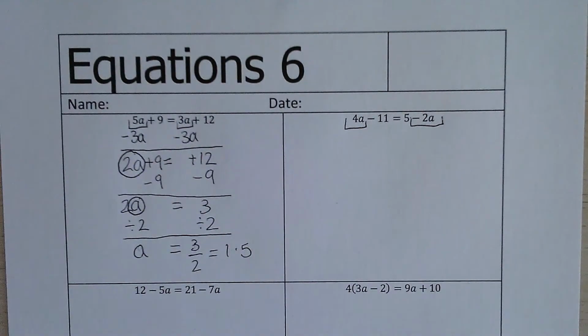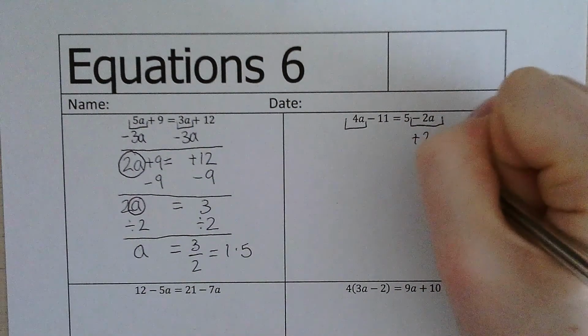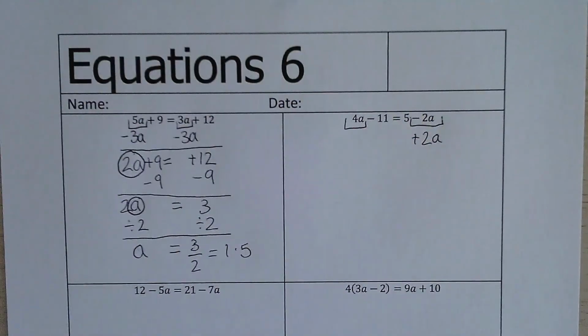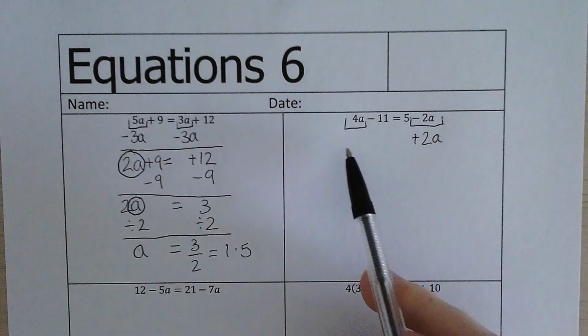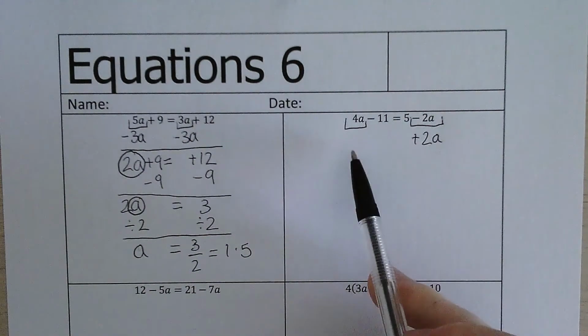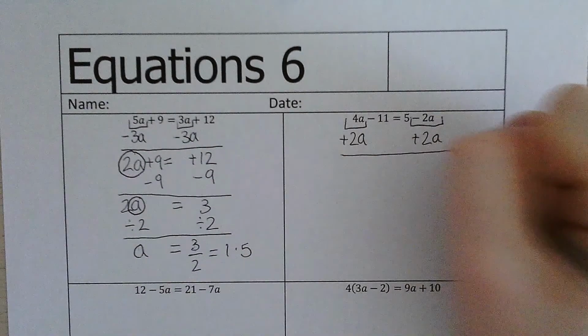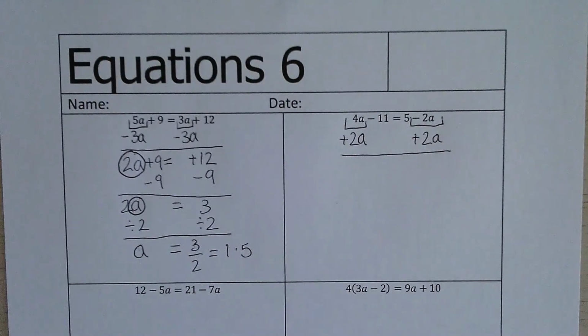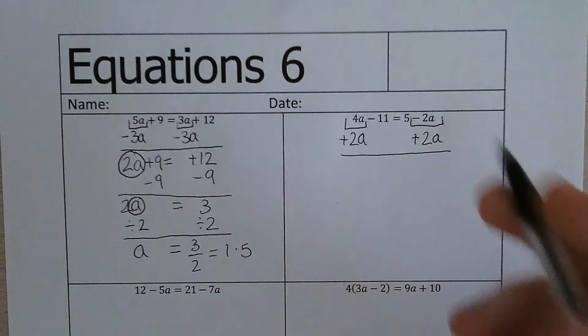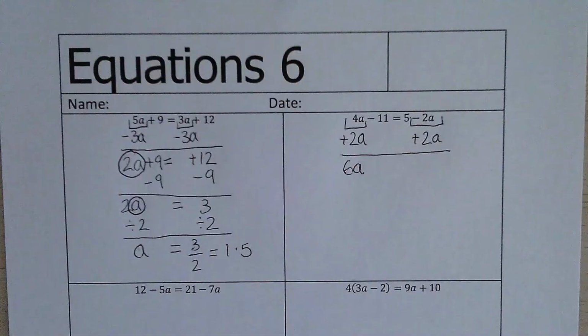We now ask ourselves, what is the opposite operation of subtracting 2a? Well, the opposite of that is adding 2a. Because I've done that to the right-hand side, I also need to do it to the left-hand side underneath the other term containing a, and we add 2a to both sides.